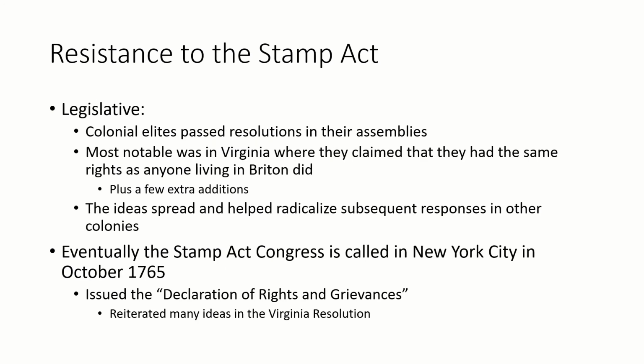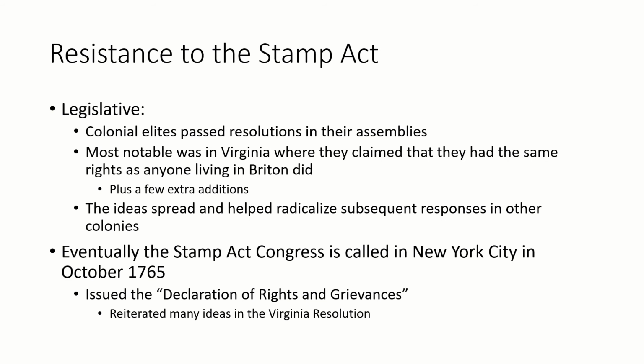So colonial elites responded by passing resolutions in their assemblies. The most famous of the anti-Stamp Act resolutions were the Virginia Resolves, passed by the House of Burgesses on May 30th of 1765, and it declared that the colonists were entitled to all the liberties, privileges, franchises, and immunities possessed by the people of Great Britain.